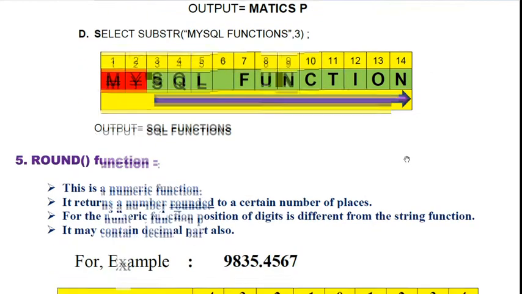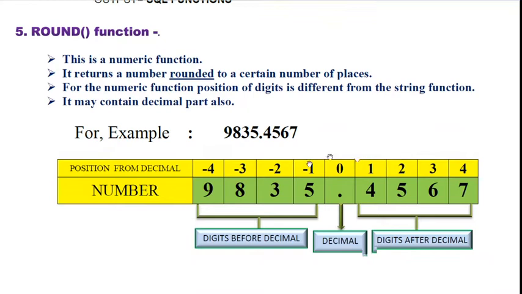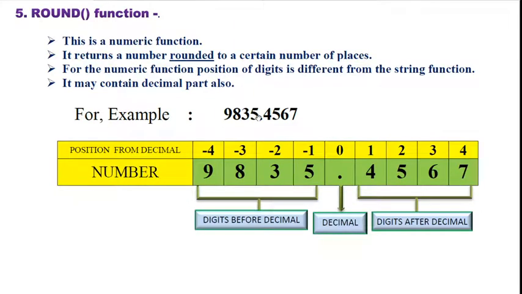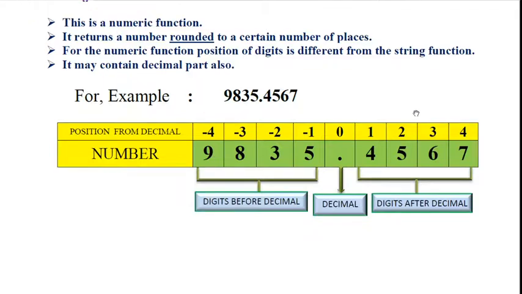Okay. Now next function is the round function. Round function is a numeric function. It returns a number rounded to a certain number of places. Next point. For the numeric function, position of digits is different from the string function. It may contain decimal parts also. That's why using this diagram, you can understand.